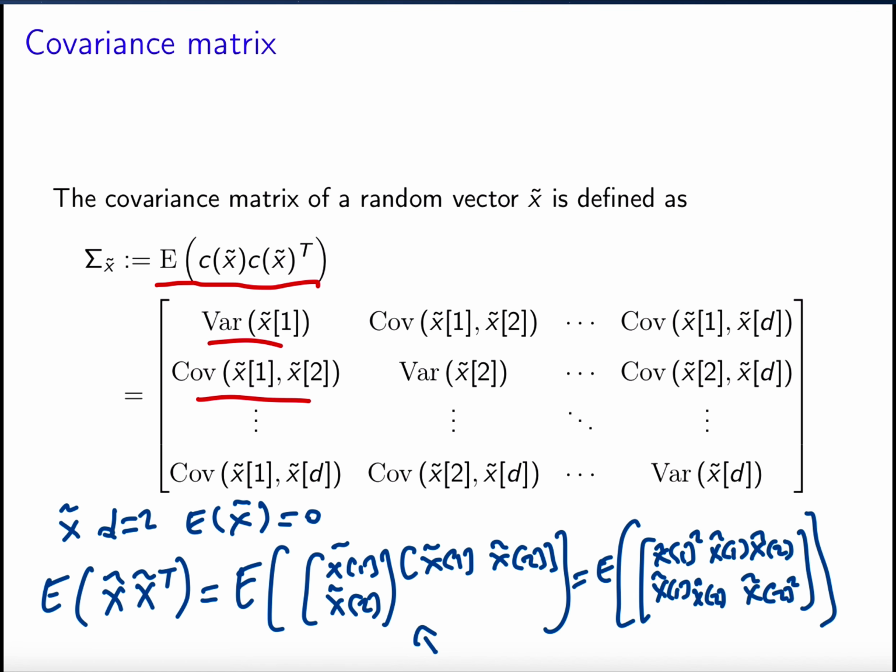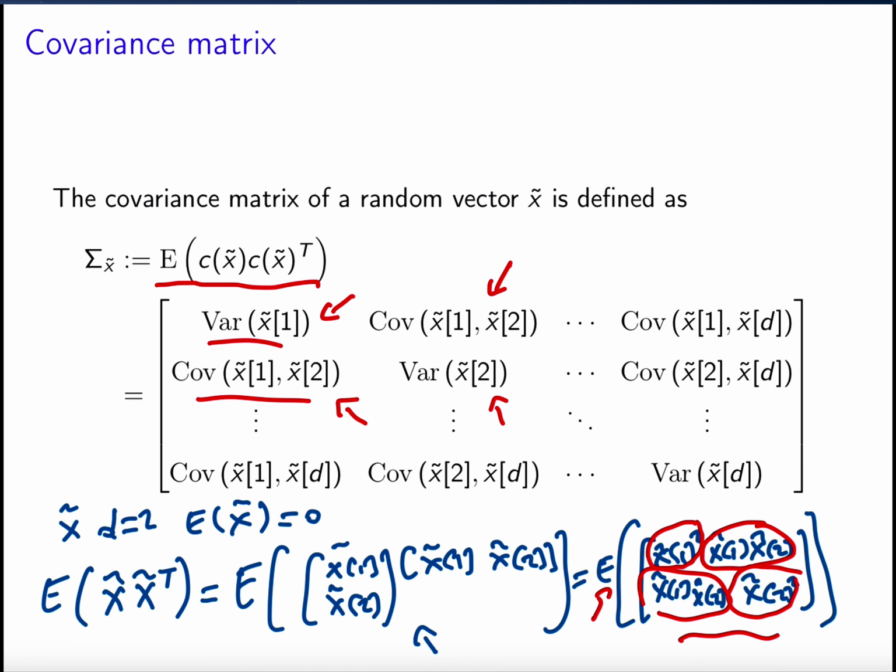And now, when we take this expected value, it can go inside entry-wise, because this is just a random matrix, and the expected value of this, if the mean is 0, is just the variance. So here, the expected value of this is just the covariance of x1 and x2, and the expected value of this is just the variance. Okay, so this is an easy way of defining the covariance matrix.